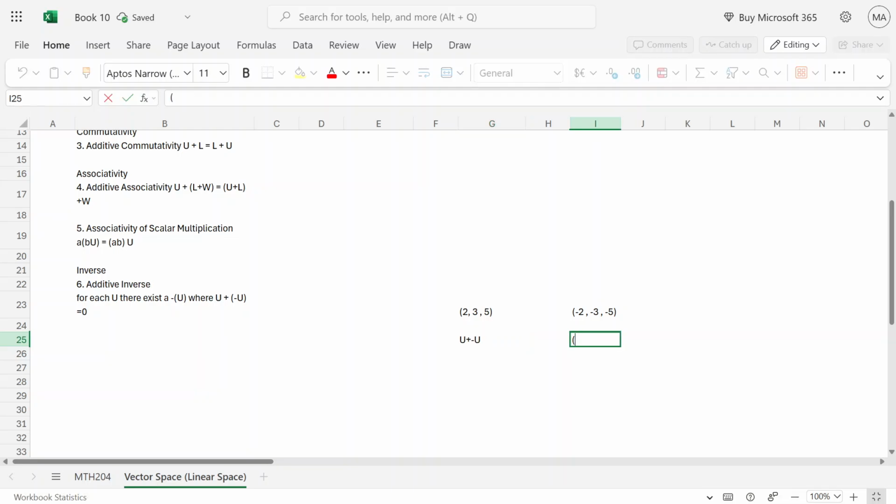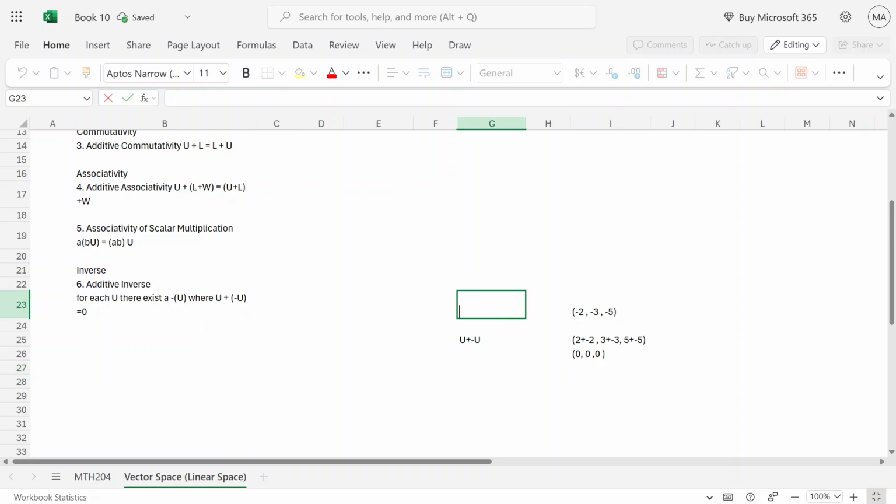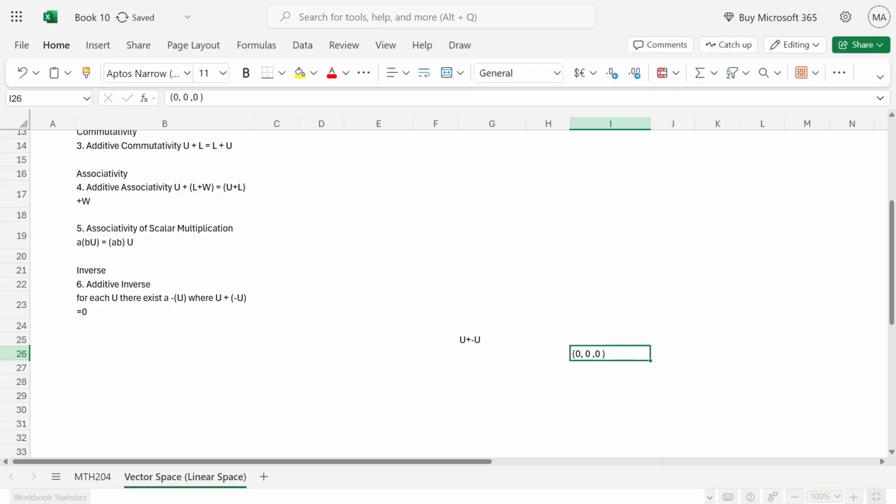Now let's prove it. This will be 2 plus minus 2, 3 plus minus 3, and then 5 plus minus 5, which is just saying 5 minus 5, 2 minus 2, and all. And at the end, you have 0, 0, 0. So that's what it's just saying. Yeah. So that's the additive inverse.